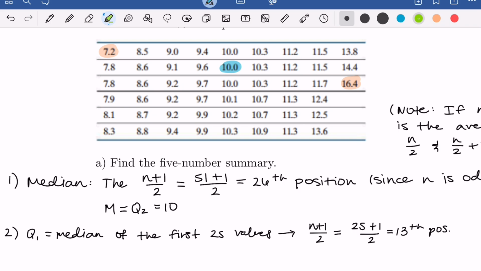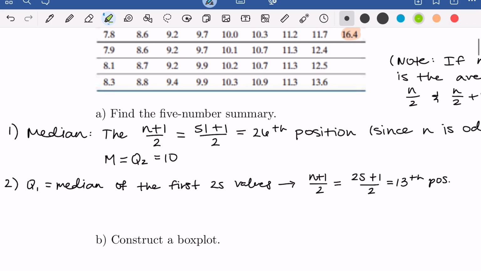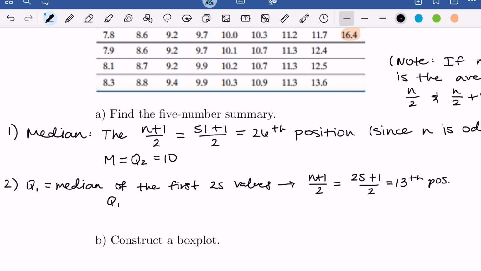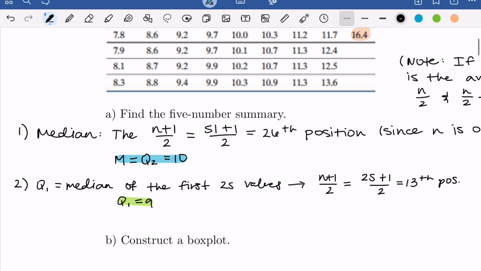Let's just keep color coding. Doing that, we get this 9 here. So that means Q1 is equal to 9. And then we said Q2 was 10 here. So we're going to do the same thing for Q3.